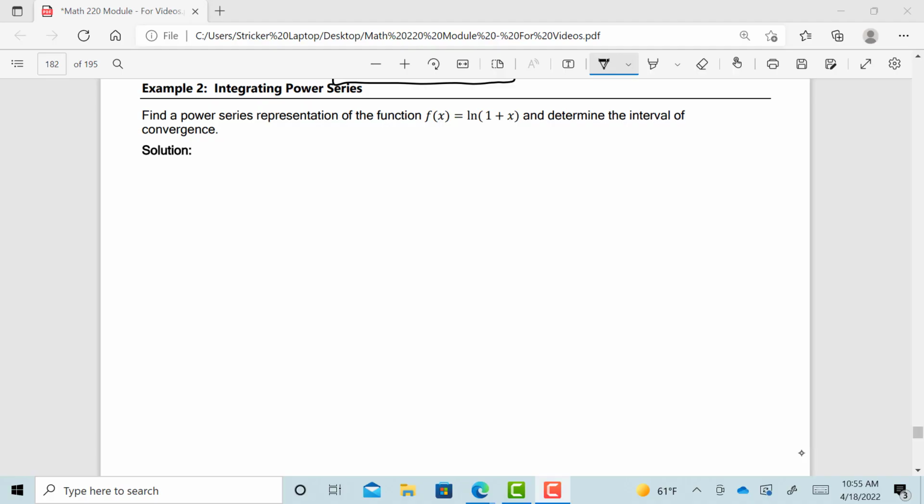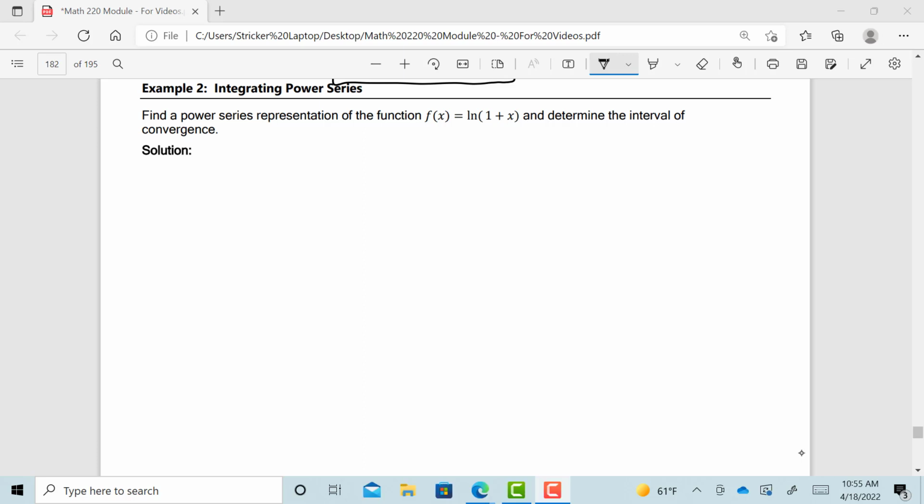All right, this is the second video that we have for section 6.2, and in it we're going to take a look at an example of using the ability to integrate a power series in order to find the power series representation for a function. So example 2 says find a power series representation of the function f of x equals the natural log of 1 plus x and determine the interval of convergence.